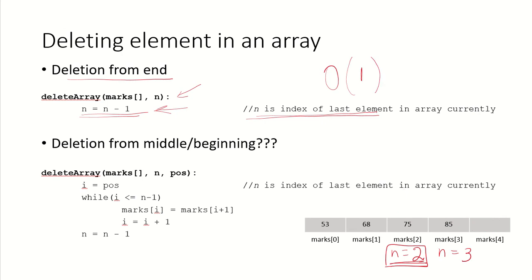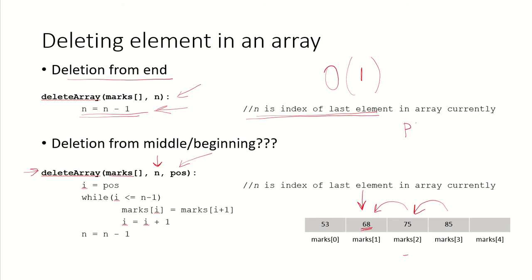But now suppose we have to delete from the beginning or from the middle of this array. Suppose we want to delete this element. In this case, all the elements to the right would have to be shifted left to take the place that has been vacated by this element. So we start the function like this, where we pass the array, we pass the index of the last element, and we pass the position which we want to delete.